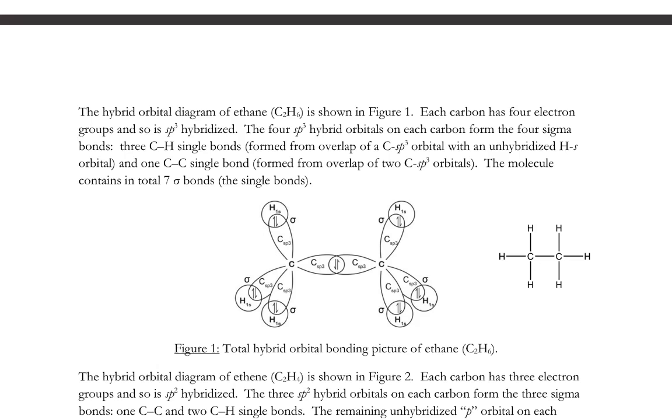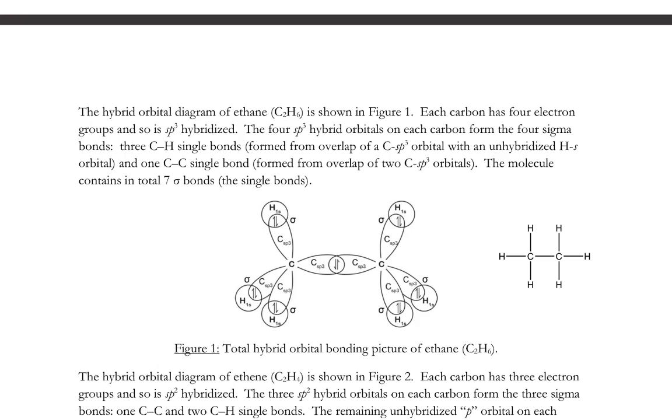Here is the hybrid orbital diagram of ethane, C2H6, and this is figure 1 we're looking at. So the Lewis structure we see to the right, and we see that each carbon has 4 groups of electrons around it, so that means that carbon needs the 4 sp3 hybrid orbitals. We draw them when we're drawing that total hybrid orbital bonding picture in such a manner that we try to show the tetrahedral shape of those hybrid orbitals.